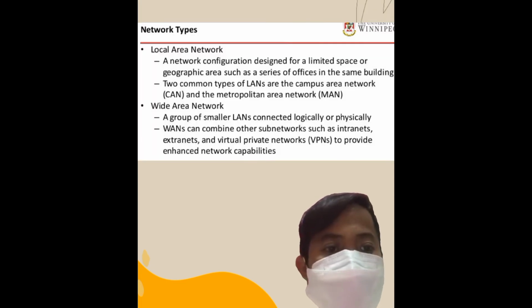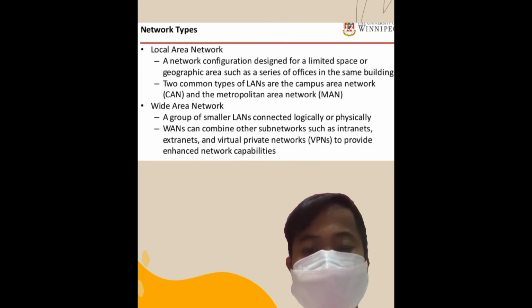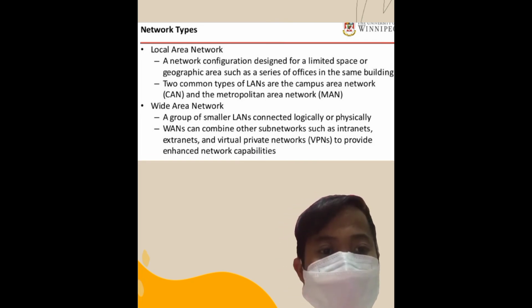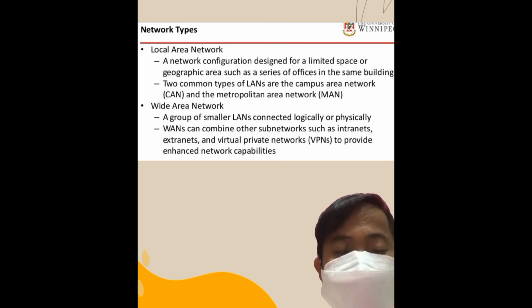Local area network. A network configuration designed for a limited space or geographic area, such as a series of offices in the same building. Two common types of LAN are the campus area network or CAN and the metropolitan area network or MAN. Wide area network, a group of smaller LANs connected logically or physically. One can combine other sub-networks such as intranet, extranet, and virtual private networks or VPN to provide enhanced network capabilities.